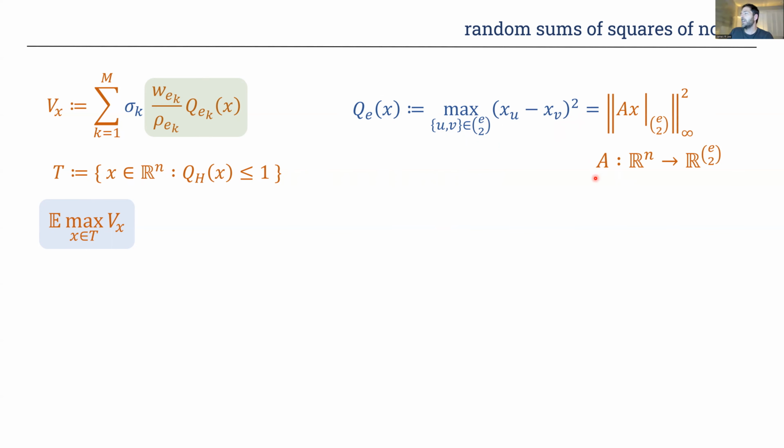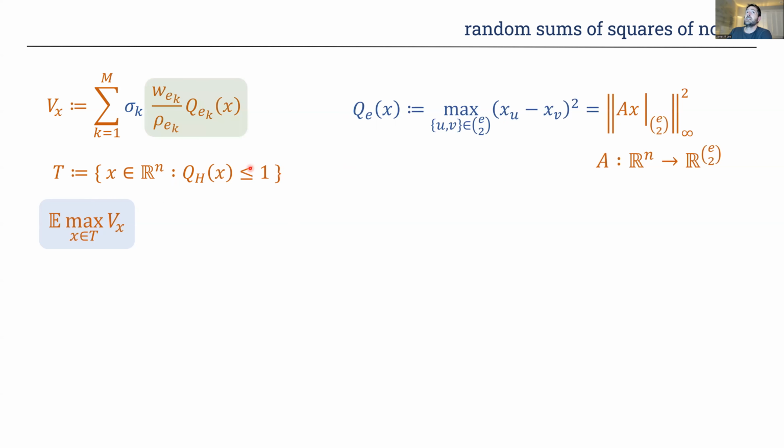And just note that if you let A be the linear map that maps a vertex to, this should be n choose 2, not e choose 2. I want to map a vector into the n-choose-2-dimensional vector that has all the pairwise differences. Then if A does that, and I restrict my attention only to pairs where u and v are both in the hyperedge e, and then take the infinity norm and square it, I just get this quantity back.